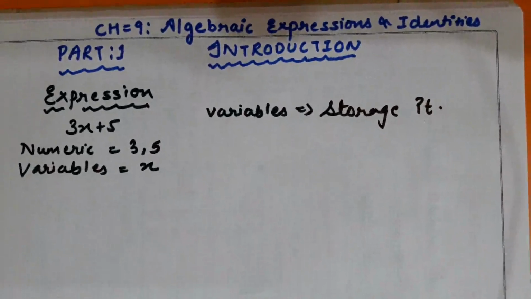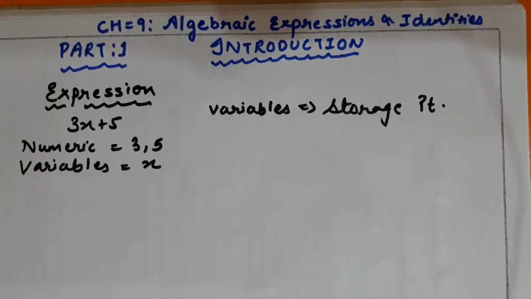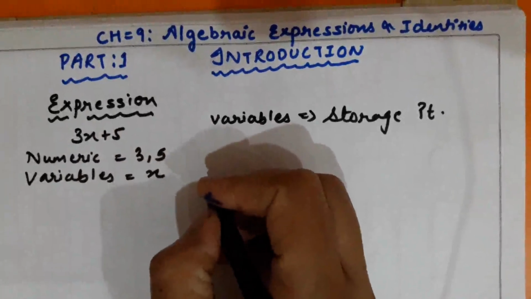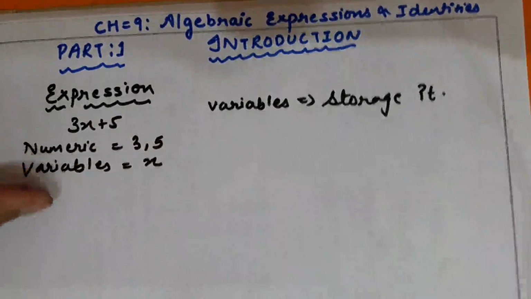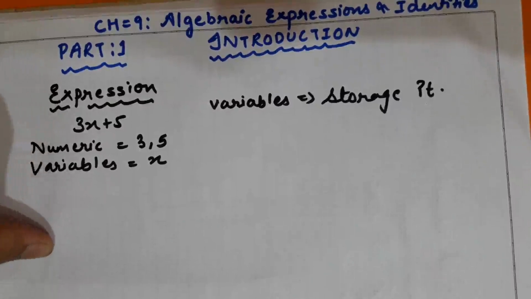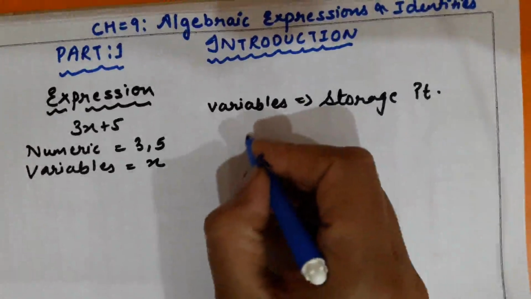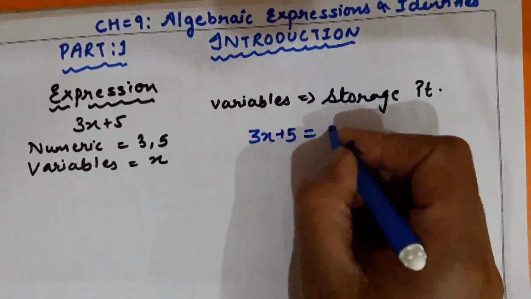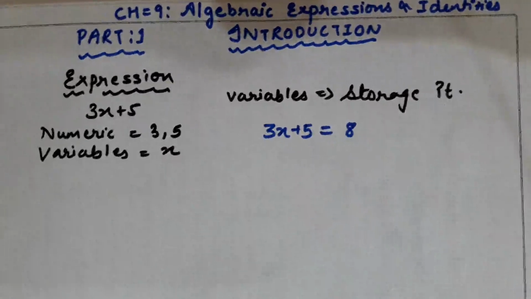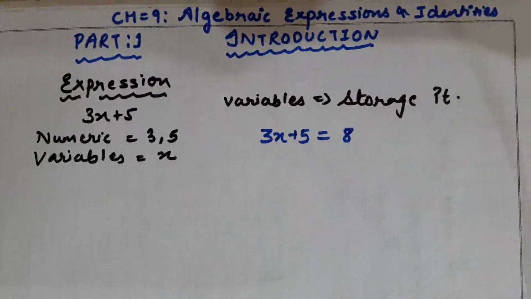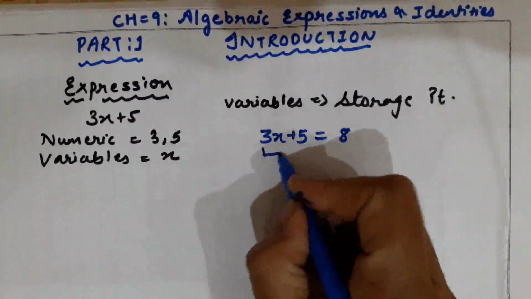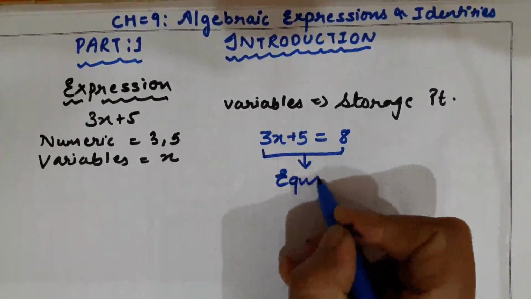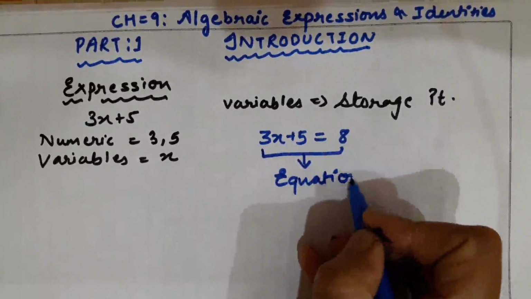Okay, when this expression has equal to also in it, that converts into an equation. For example, 3x plus 5 equal to 8. Now equal to is also participating here, so this expression now converts into an equation. This is called an equation now.